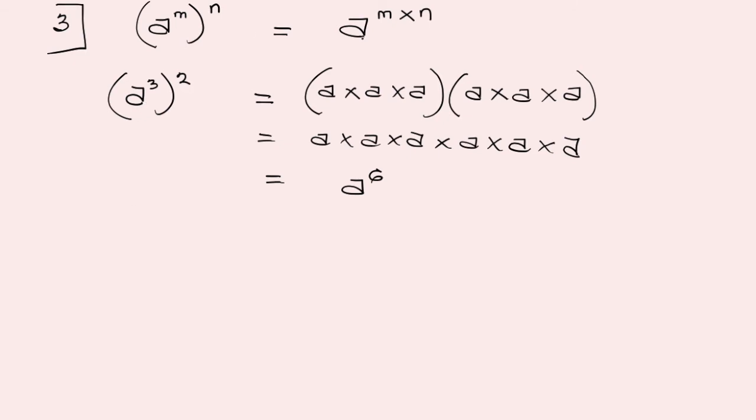And so if we write out this law, if we solve this using this law, that will be a cubed squared equals a to the power 3 times 2, which is equal to a to the power 6. So this is equal to this, and that's proven. So that's the third law. A raised to power m, raised to power n, is equal to a raised to power m multiplied by n.